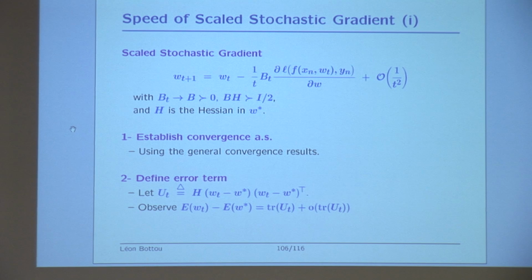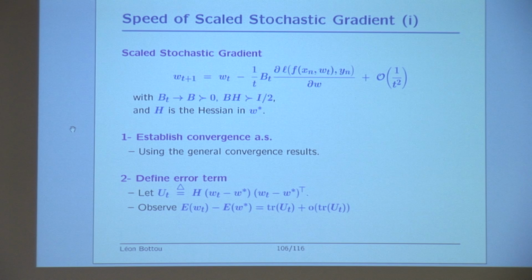So the first thing is that to make sure that all my little residual terms converge, I need to prove that this converges. I didn't show yet how to do it. I'm going to show that next time. And then I can define an error term. My error term is going to be a matrix. Ut is not going to be a scalar. It's going to be H times (Wt minus W star) times (Wt minus W star) transpose.